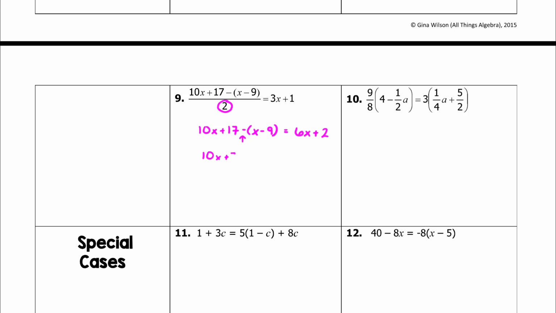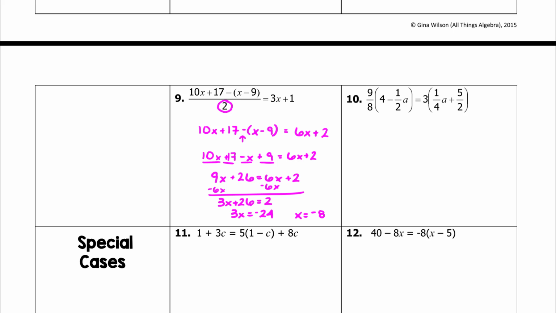So we get 10x plus 17 minus x plus 9 is equal to 6x plus 2. Combine like terms on the left. 10x and negative x gives me 9x. 17 and positive 9 gives me 26. And now I'll subtract 6x from both sides. And that gives me 3x plus 26 equals 2. Subtract the 26 from both sides. Then divide everything by 3, and I get x is equal to negative 8. And that's your final answer on number 9.